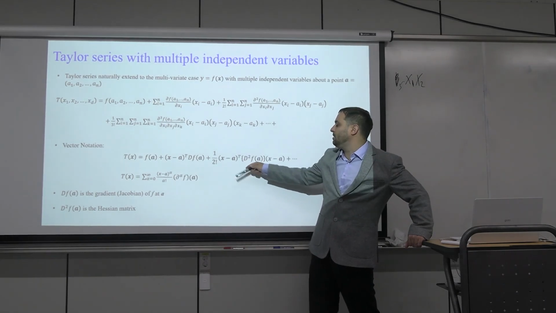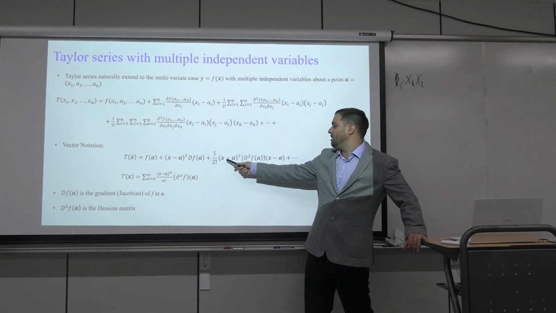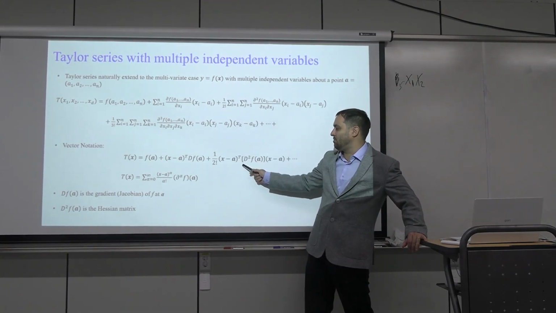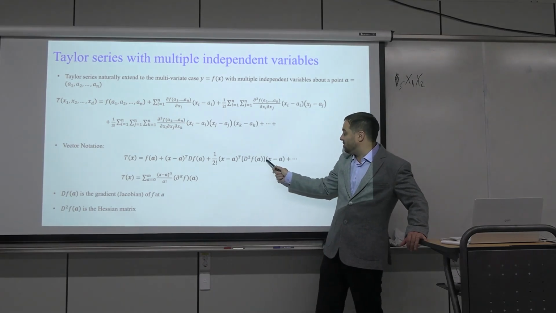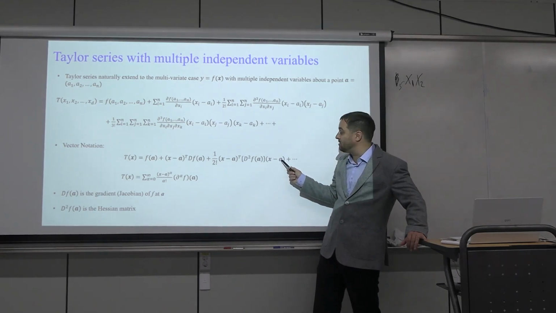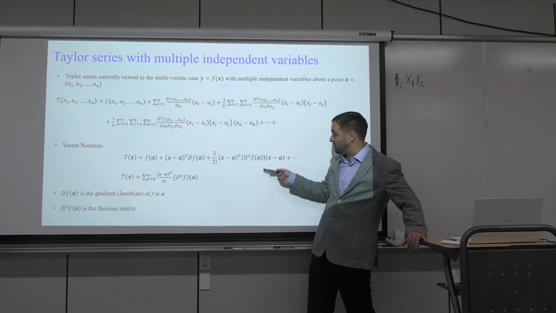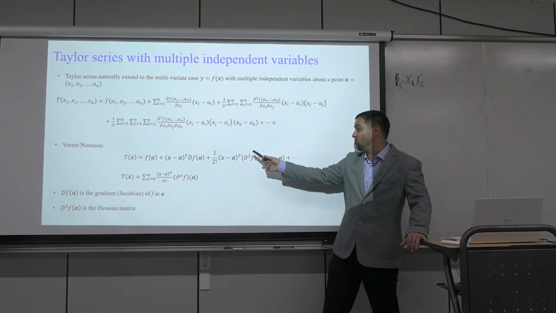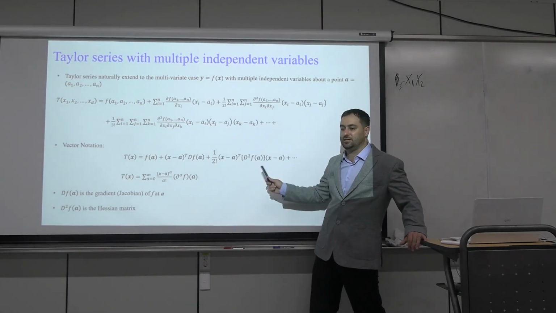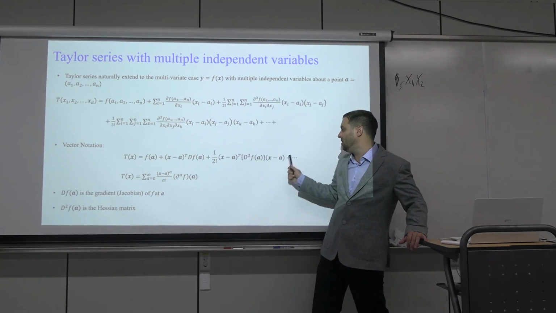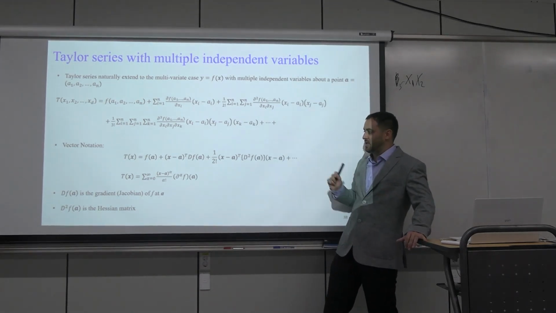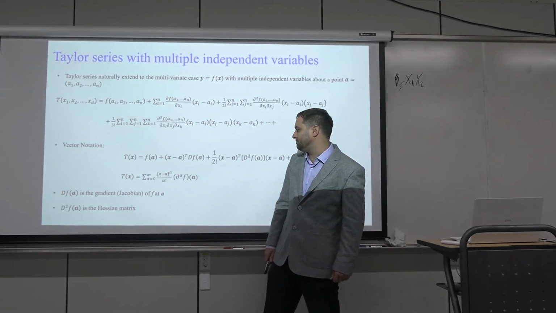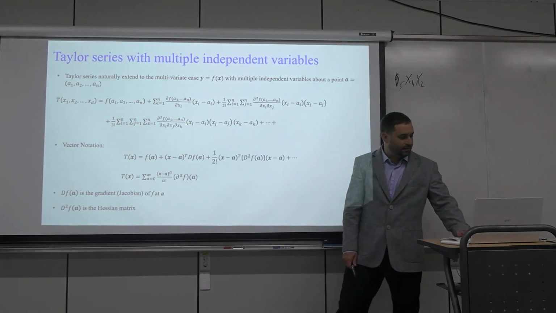The second term is 1 over 2 factorial, now it's x minus a transpose, times the Hessian operator, the Hessian matrix actually. So x minus a transpose is a row vector, then the Hessian matrix, and then x minus a is a column vector. And so this involves matrix and vector operations, but it returns a single value. And then there's more for the higher order terms. And this is the general formula. Yes, and so let's go to the next slide to talk about the Jacobian and the Hessian.